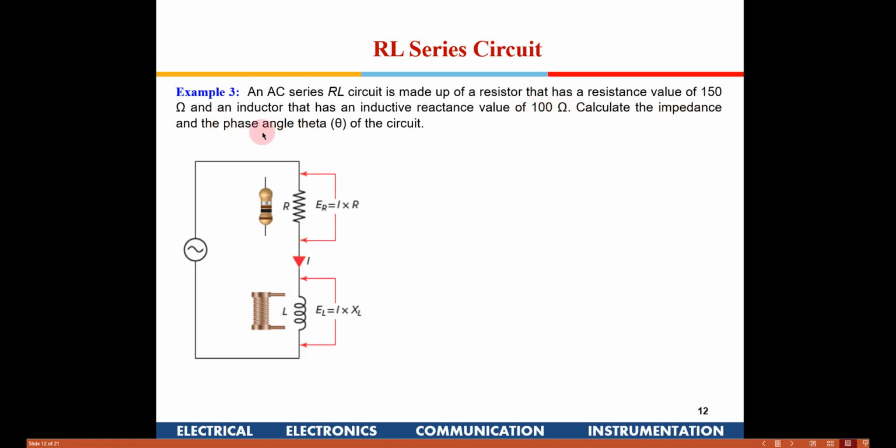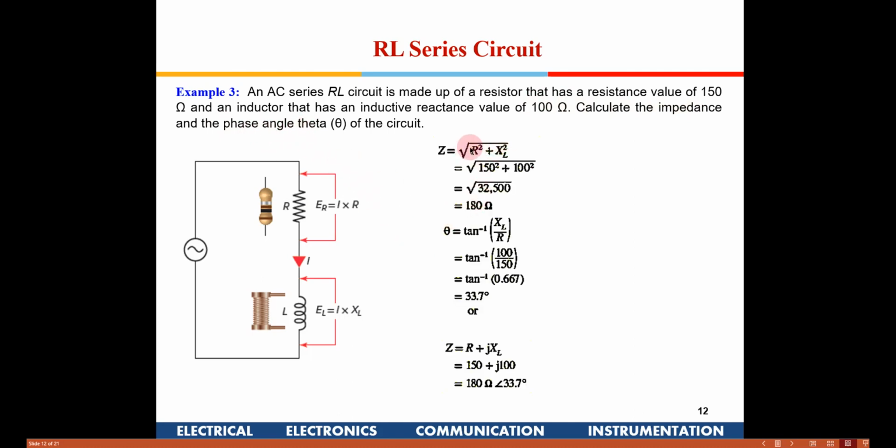So now how to calculate the phase angle theta of the circuit. The impedance is the square root of R square plus XL square. Like I said, XL is given as 100 ohms. So we just have to take the square root of these two, so you get 180 ohms, and theta is tan inverse XL by R, so 37.7 degrees. So the current is going to lag by this much, right? So this is how we write the impedance in rectangular form, and this is in the polar representation.